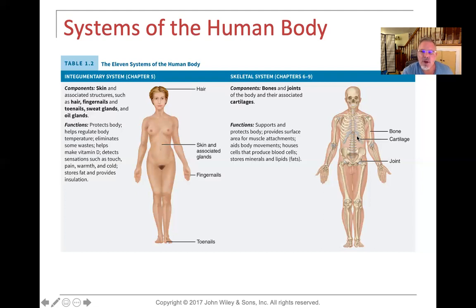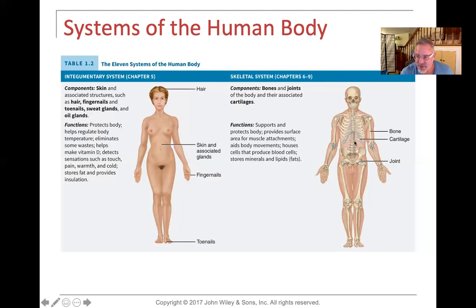The bones are the site in which muscles will attach. It's the site where ligaments attach. So muscles attach to bones. Those are called tendons. Ligaments also go from bone to bone. Tendons go from muscle to bone.